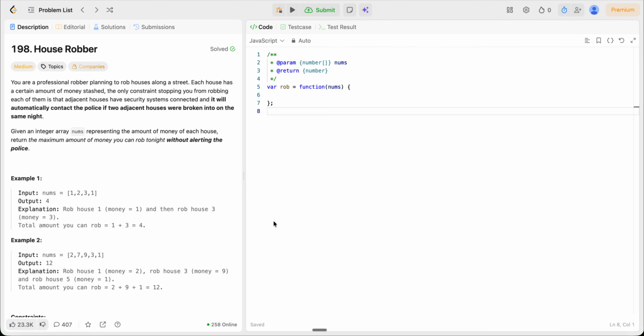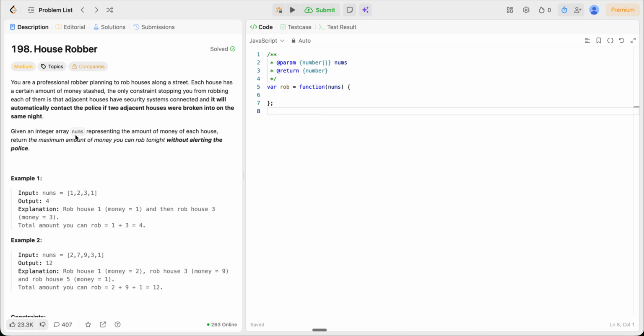Hi everyone, let's solve this problem. House robber. You are a professional robber planning to rob houses along a street. Each house has a certain amount of money stashed. The only constraint stopping you from robbing each of them is that adjacent houses have security systems connected and it will automatically contact the police if two adjacent houses were broken into on the same night.